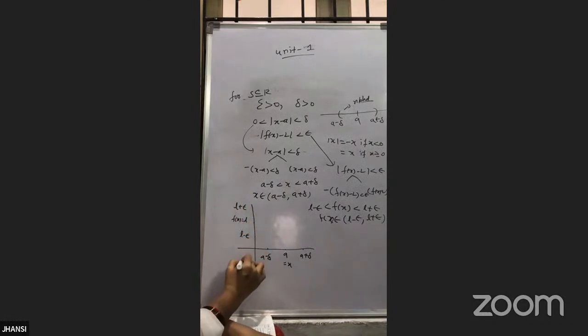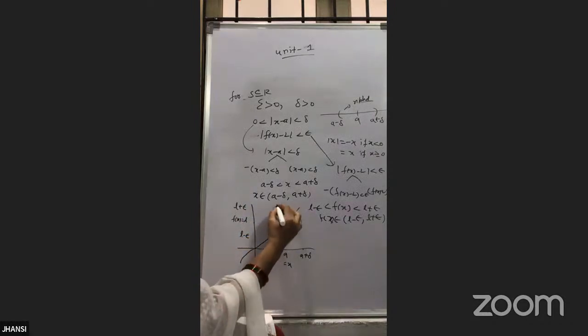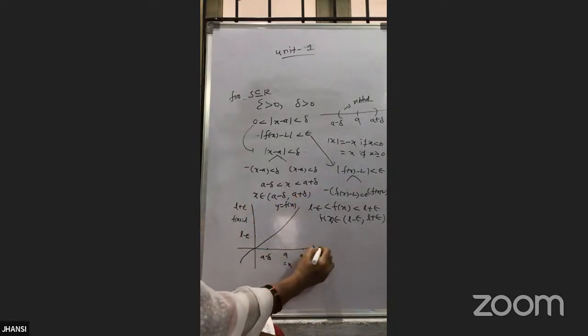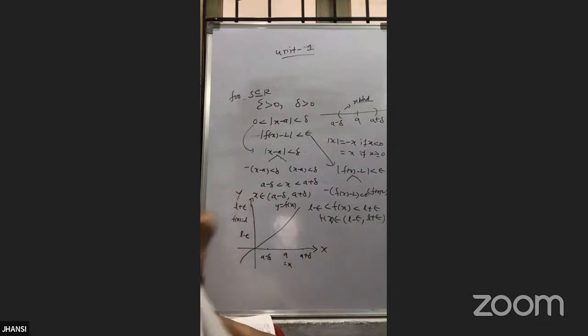Okay. If you draw any function like this, it is in the form of y equals f of x. It is passing through the origin. This is the x-axis and this is the y-axis. From here, these two are related to each other. Why? Because when x tends to A, f of x tends to L. These are the f of x values and these are the x values.